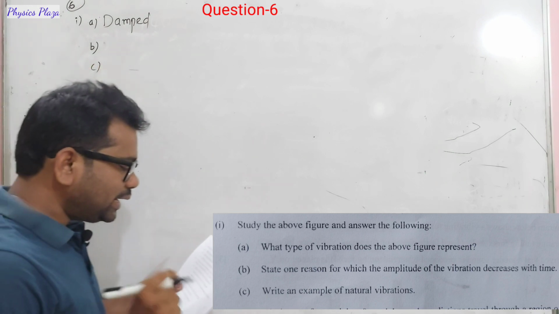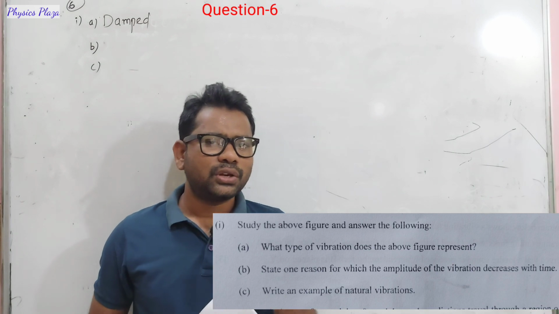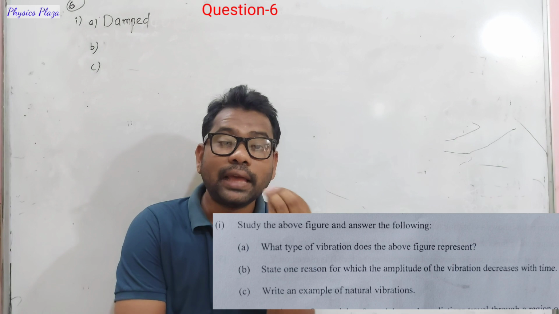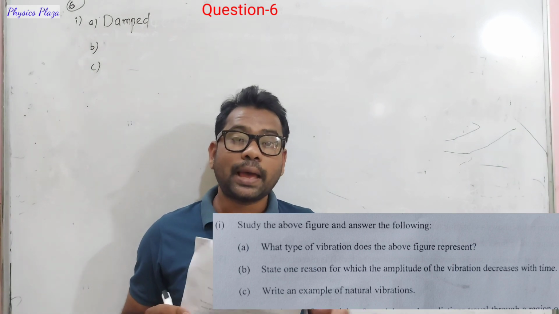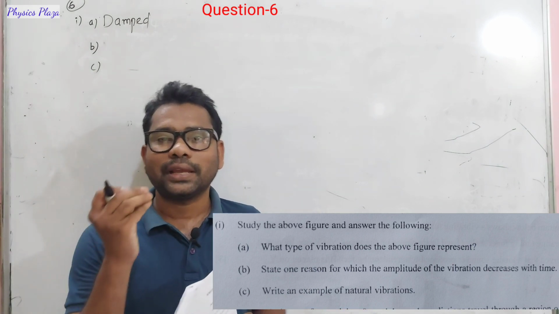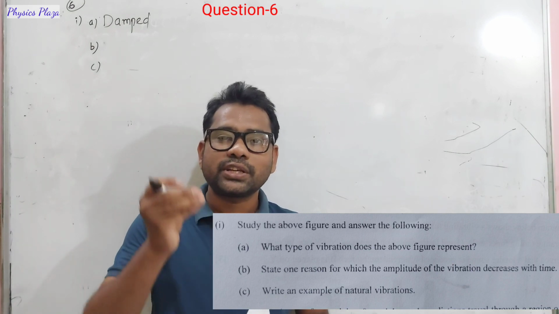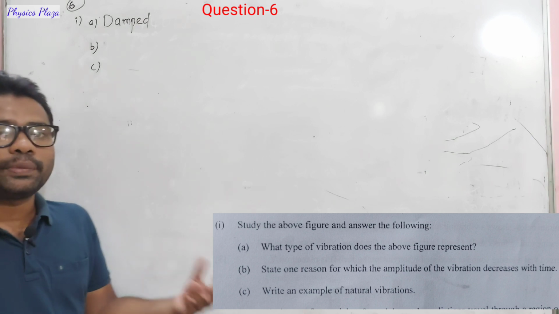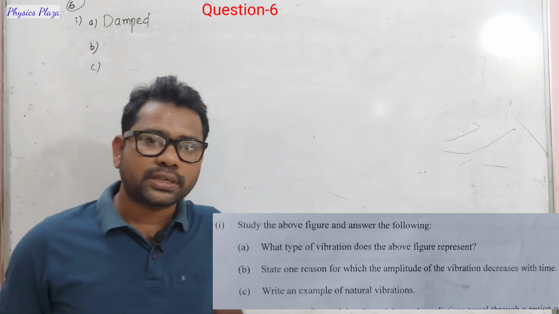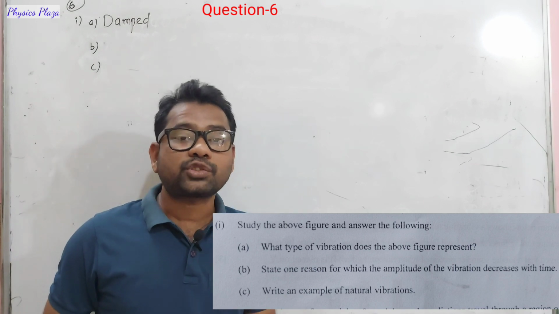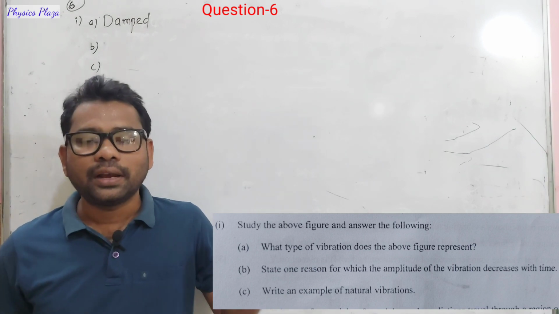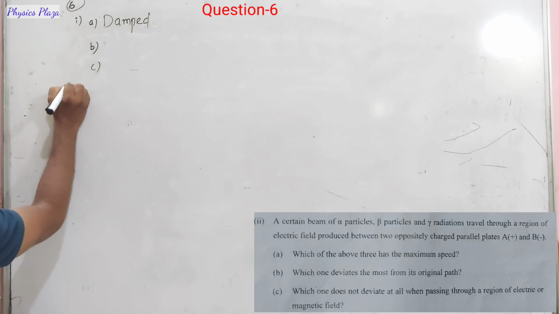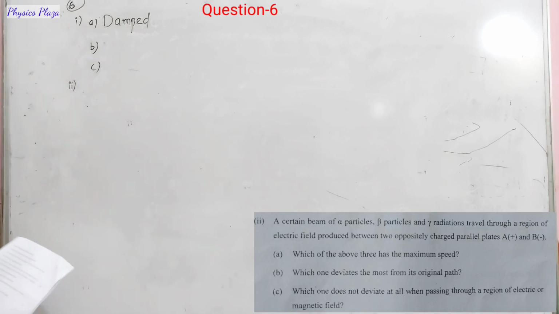Question C: write an example of natural vibrations. So first of all, think here. Natural vibration occurs in the absence of external force, in the absence of medium, in a vacuum. Means oscillations of a pendulum in a vacuum is the best example of a natural vibration. Means vibrations of any object in the absence of external resistive force come under natural vibrations. Clear? Fine.